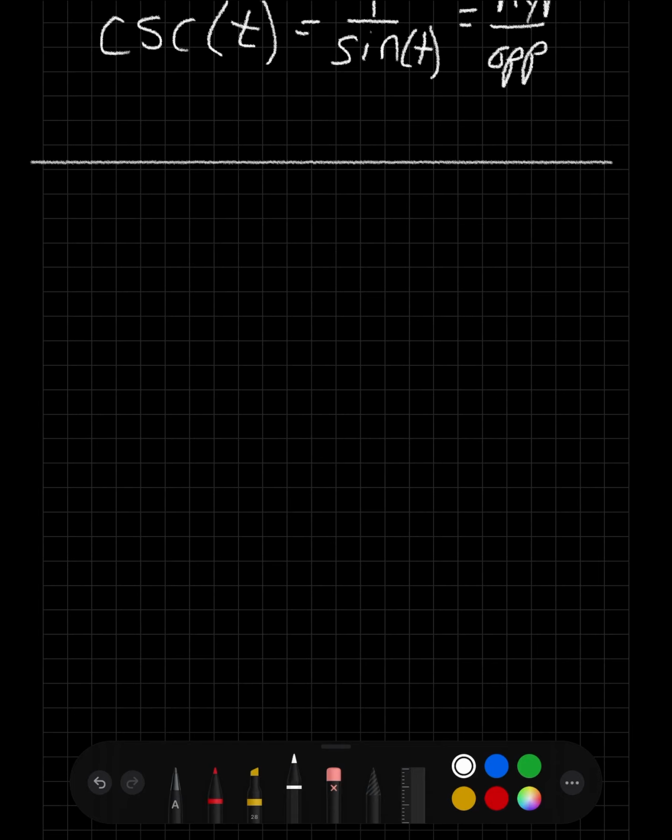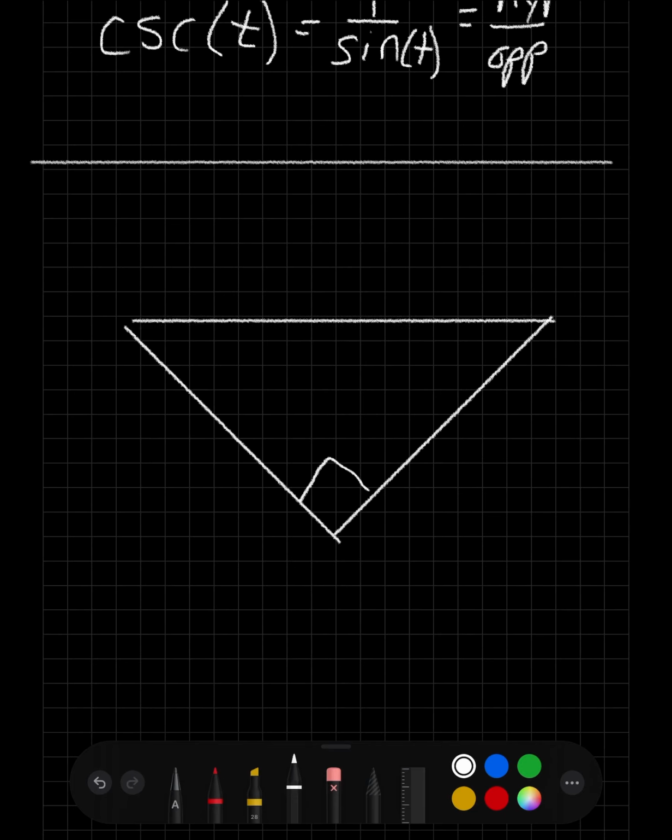So let's give ourselves a right triangle, but I'm going to draw it in a funky position. So here is my 90-degree angle right here. And here's my hypotenuse. So it's in a different position than we're used to seeing, but that's okay. And we're going to talk about this angle alpha here.